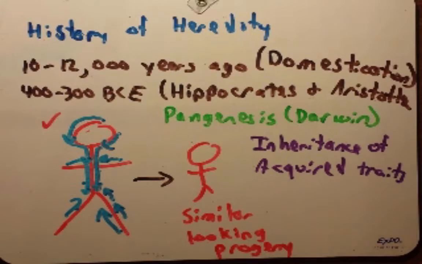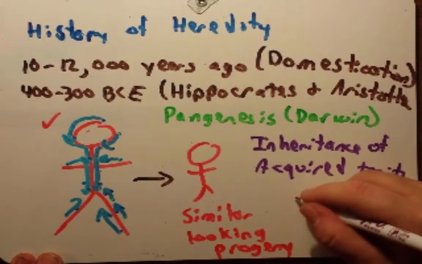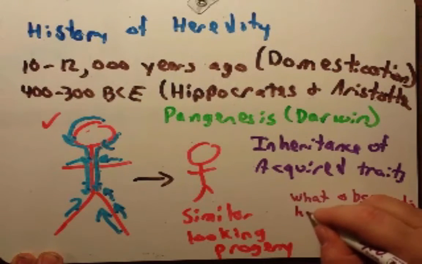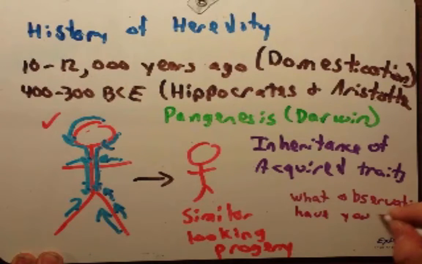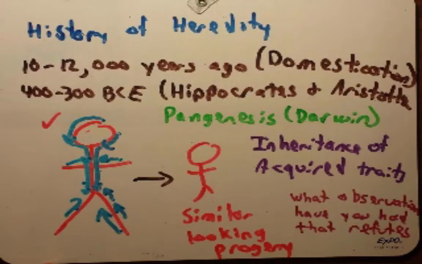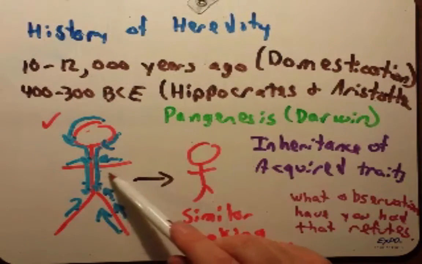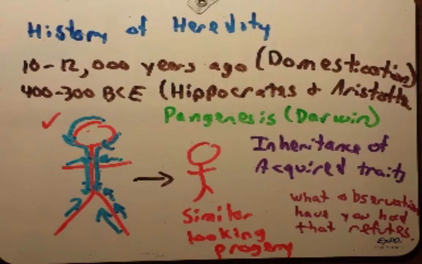So as we move forward, I want you to think about this question here. What observation have you had that refutes this idea of pangenesis or inheritance of acquired traits? What have you experienced in your life that tells you that the things that this adult acquires throughout their life isn't necessarily passed on to their child?